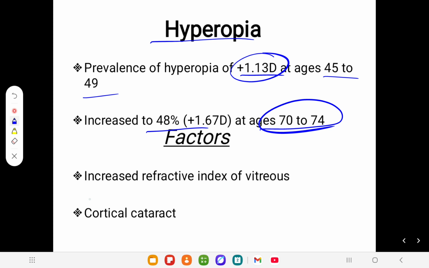Why? Because of increased refractive index of the vitreous. I don't know if this happened or not, but yes, cortical cataract we can think. Nuclear cataract causes myopia. At the same time, cortical cataract causes hyperopia. That's a theory till now.